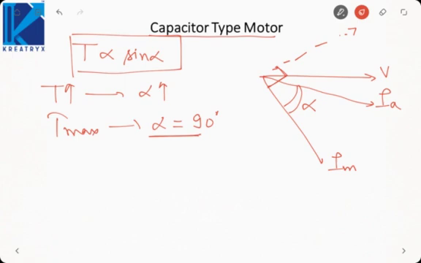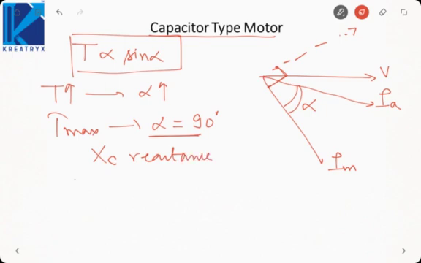But for that the auxiliary winding current must be leading the voltage, and for leading we need a capacitor. That is why we introduce a capacitor in series with the auxiliary winding to make the auxiliary winding current leading, so that we can have a 90-degree phase shift between the currents of main winding and the auxiliary winding to increase the starting torque. So suppose the capacitor of Xc reactance is introduced.